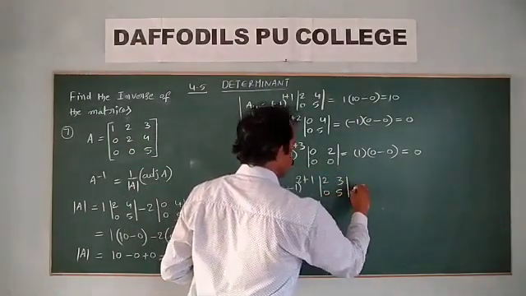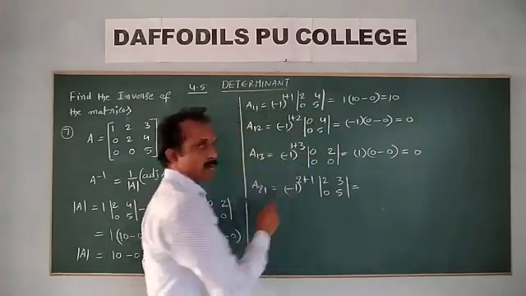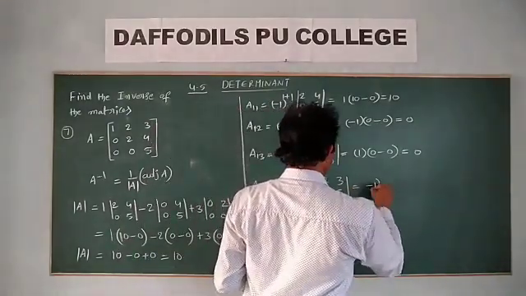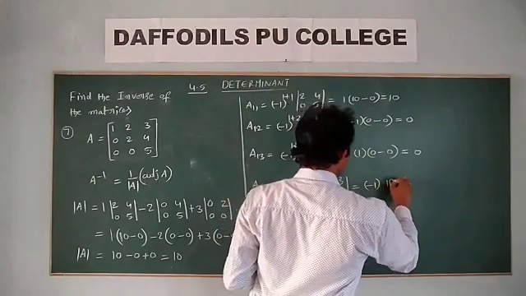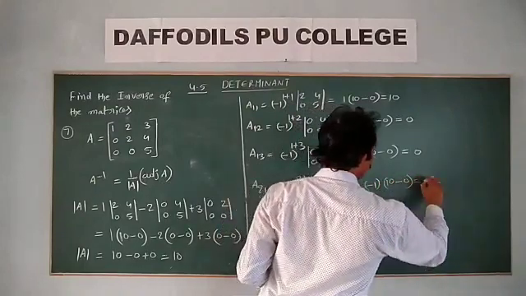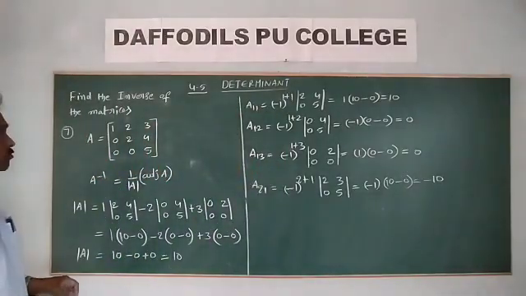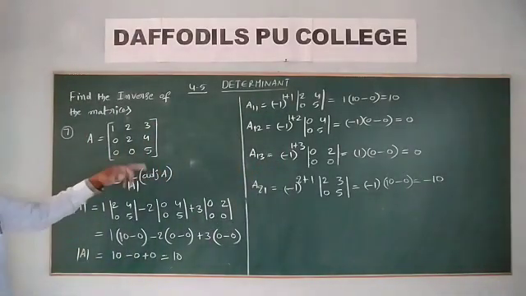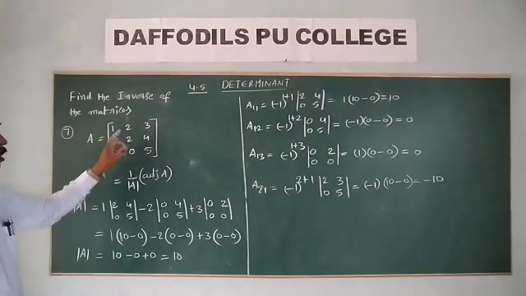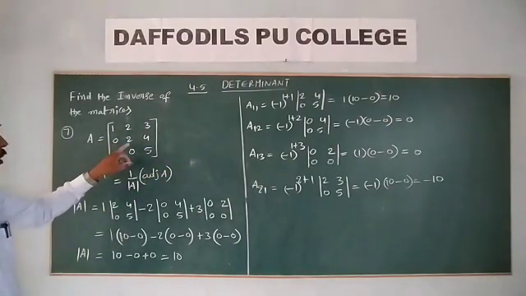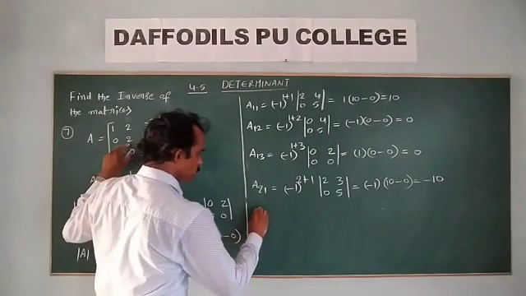2, 3, 0, 5. That is equal to (-1)^(2+1) times (10 minus 0), which is equal to minus 10. Next term, A21, deleting this row and this column: 10 minus 0, that is minus 10. Next term, A22.